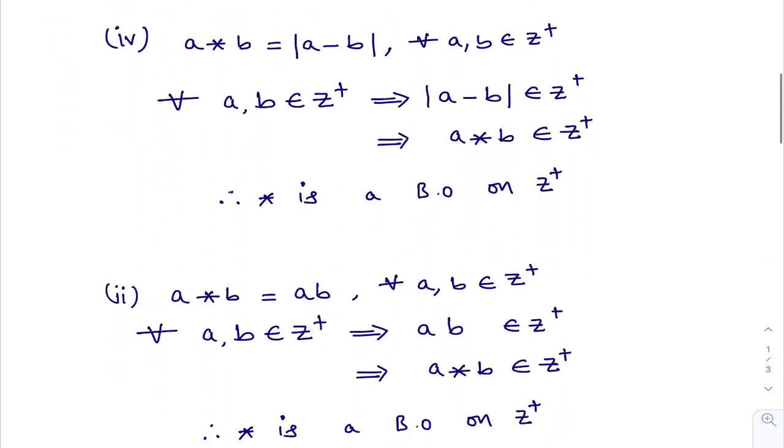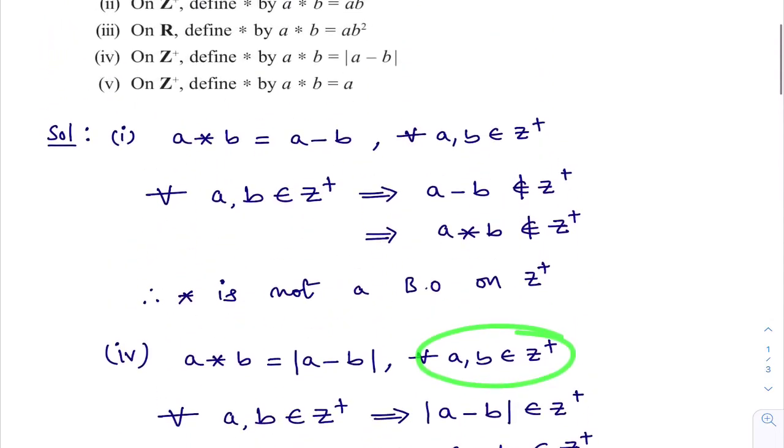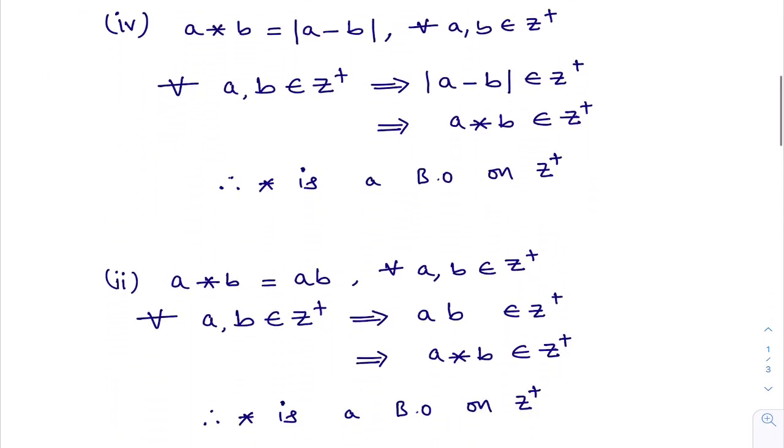See, first what they have given, that I am writing. a star b is given as modulus of a minus b, and this problem is defined on the set of all positive integers. You see here, the fourth bit I am doing on the set of all positive integers. So first thing, how to check whether it is a binary operation or not? You take a, b belongs to Z plus, you check whether a star b belongs to Z plus or not. For any a, b belongs to Z plus, what about modulus of a minus b? This is the part you need to think and you need to decide whether it belongs or does not belong.